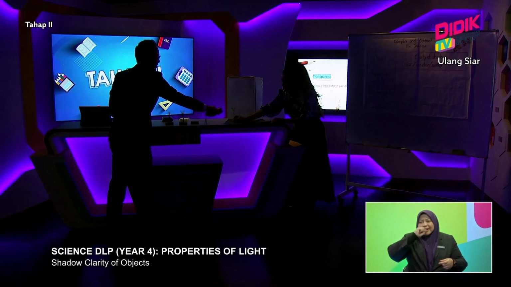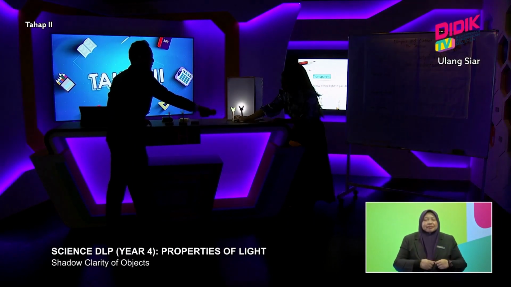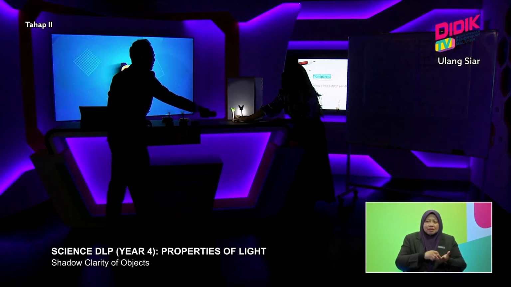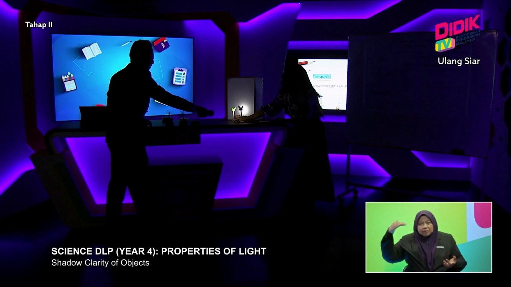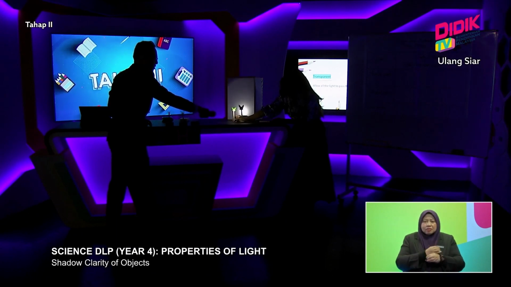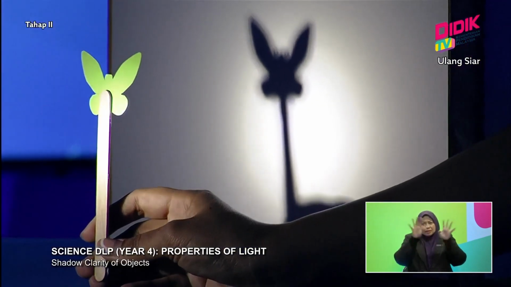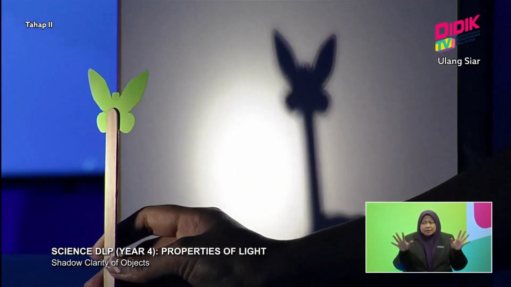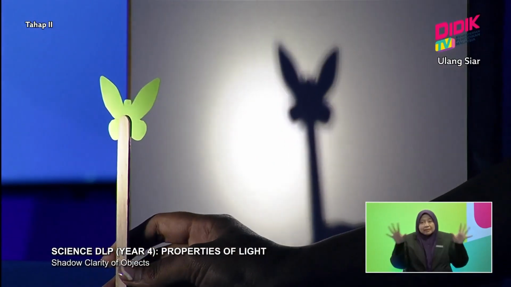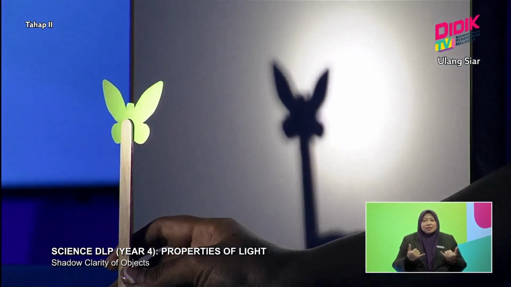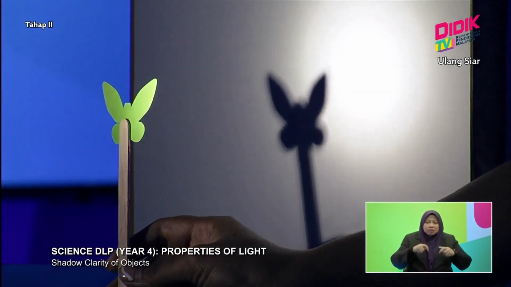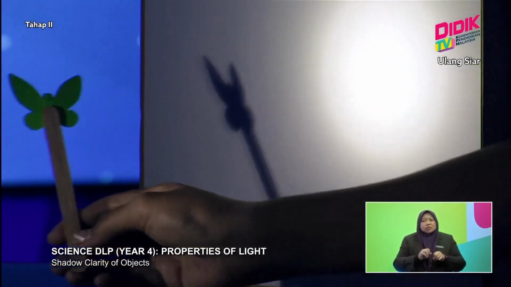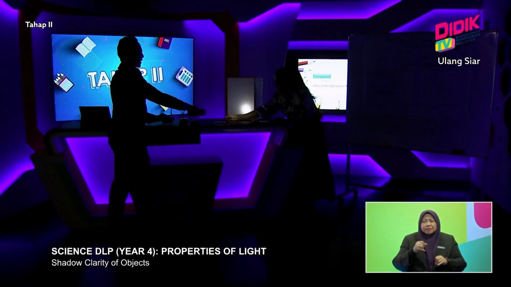Okay. So from here, can you see that the shadow is formed? Yes. Is it clear or not clear? It's clear, Mr. Quek. I can see it very clearly. Okay, excellent. So right now, what do you want to try it with? Can we try the one that is very clear there, on the right-hand side?